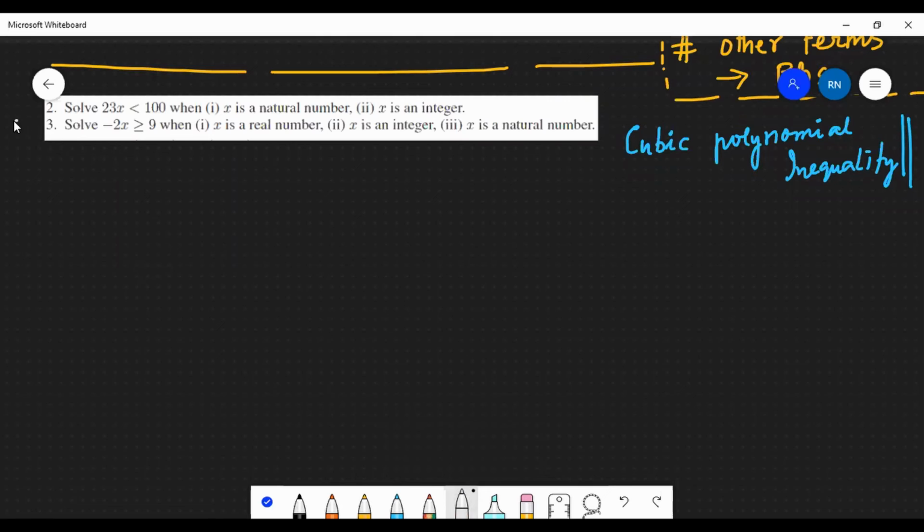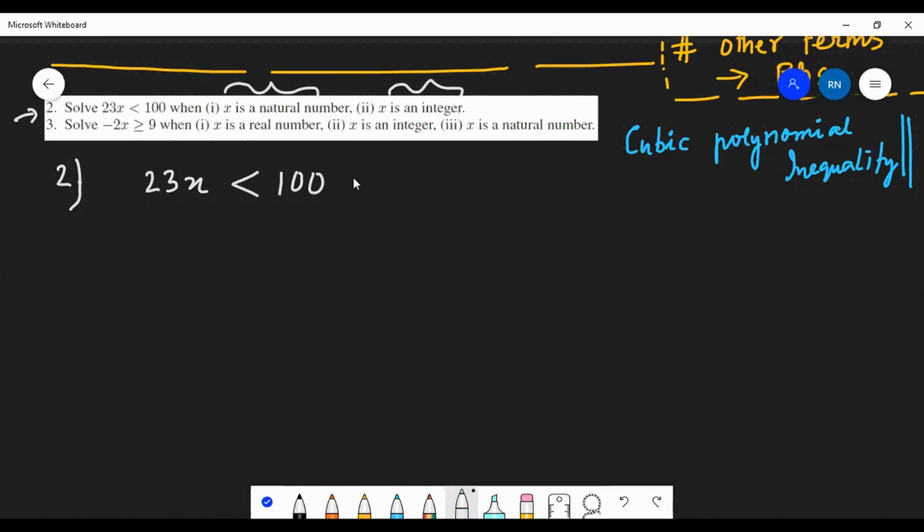Okay, question number 2 for now. What is our target? Different sets, if they give you, how you are going to write the answer. Solve 23x less than 100. So what we have to do now? I have to first of all divide both sides by 23. I have to get the value of x clearly.